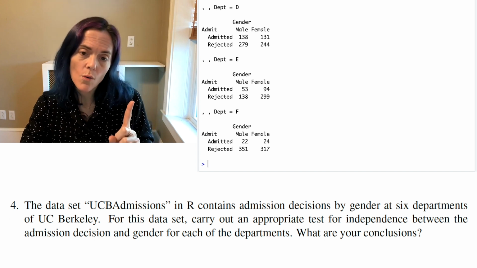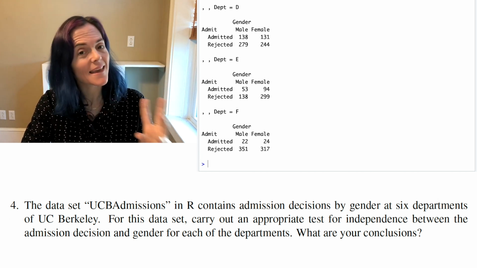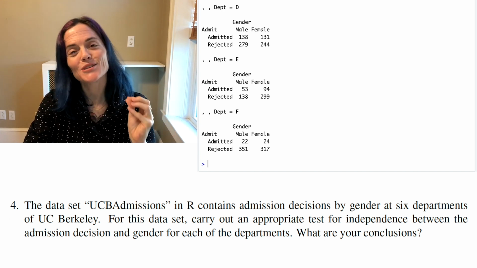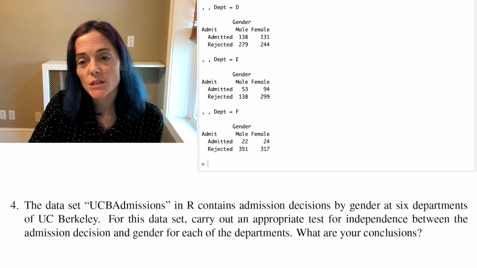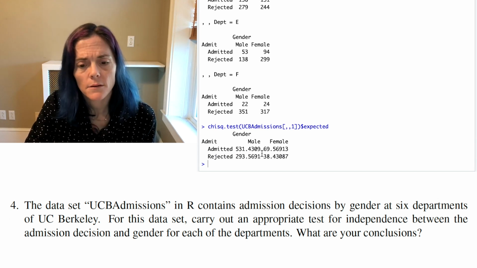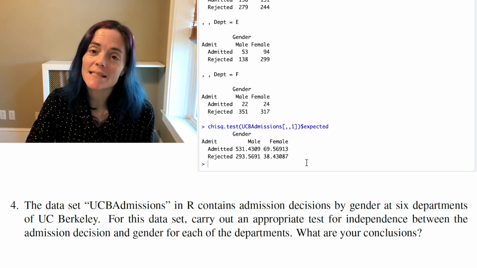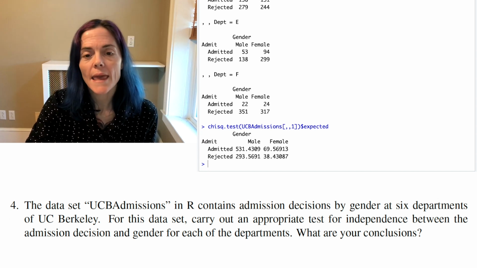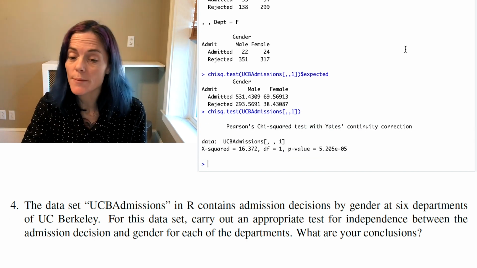So we know we can use chi-square test provided the expected counts inside the 2x2 table are reasonably large. So let's just look at the first department. You see, here's the expected. Oh, those are all quite large. The chi-square test is reasonable here. We can apply the chi-square test. This is just the first department.